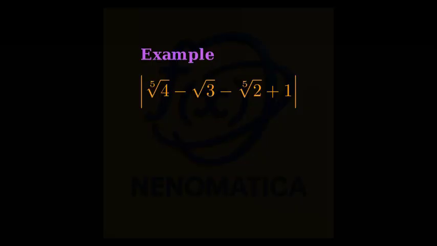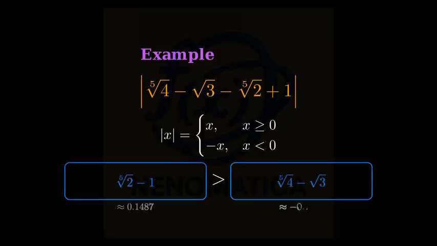First, recall the definition of absolute value. The absolute value of x equals x if x is greater than or equal to 0 and equals negative x if x is less than 0. To know which branch we should use, we will compare two grouped parts. We compare fifth root of 2 minus 1 with fifth root of 4 minus square root of 3.